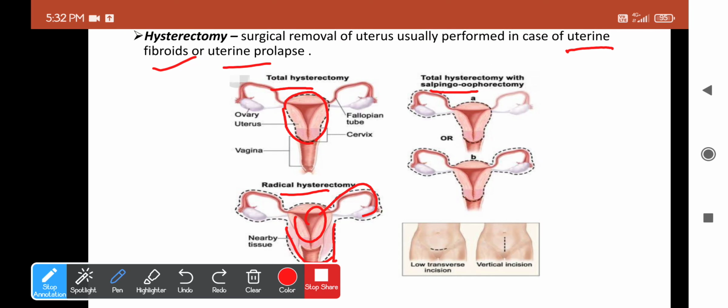Okay, so it's a surgical procedure of removing the uterus in case of uterine fibroids or prolapse, and this can be subdivided into total hysterectomy with salpingo-oophorectomy, and radical hysterectomy. You can also have subtotal if only a part of the uterus is being removed. Okay, so hope this made sense. So this was all about uterus. I tried explaining everything clearly, so hope it made sense, you guys. Please go through this topic because it's a very, very important one.